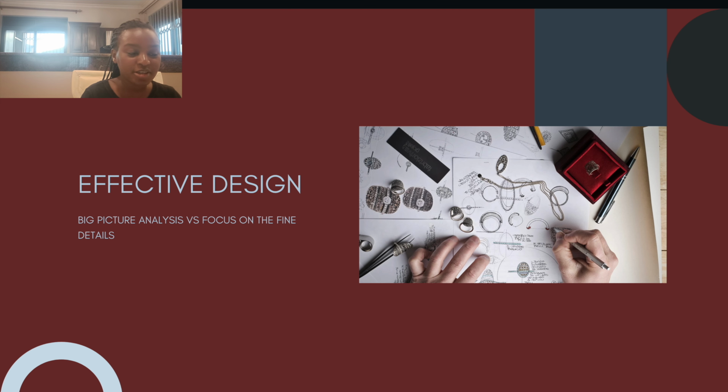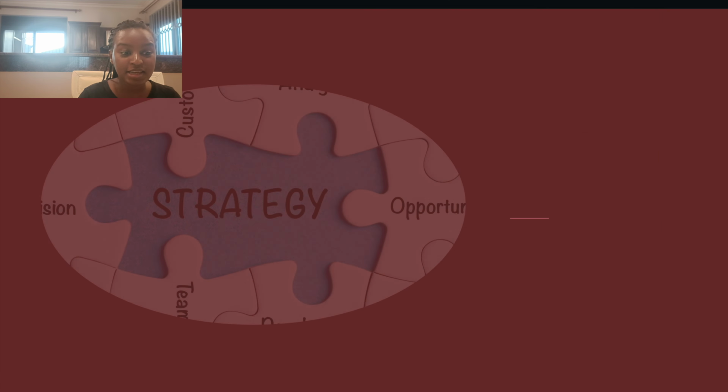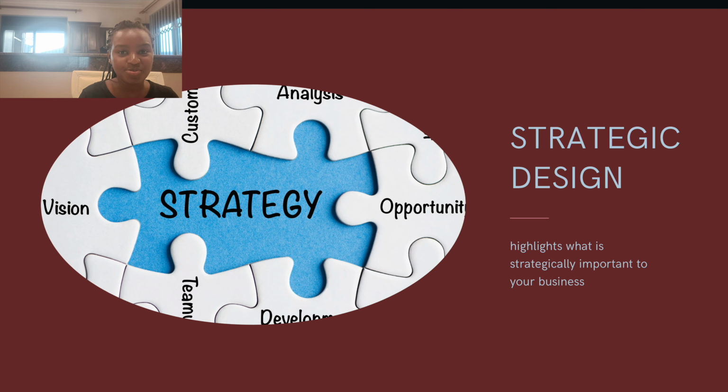How do we achieve effective design? For effective design, we should have big picture analysis versus focus on the fine details. This is the strategic design and the tactical design. So the big picture view of things, and then at the end of the day, you also need to drill down into the details, and that's what we're going to speak about next.